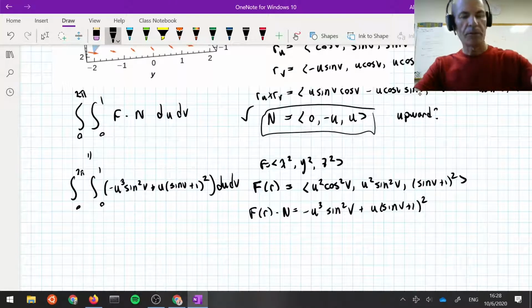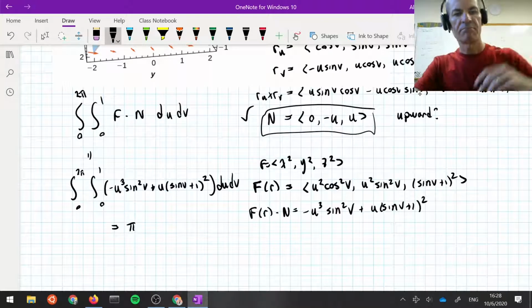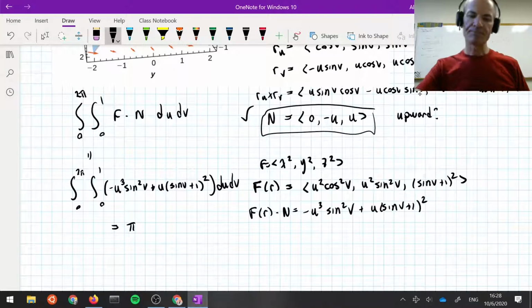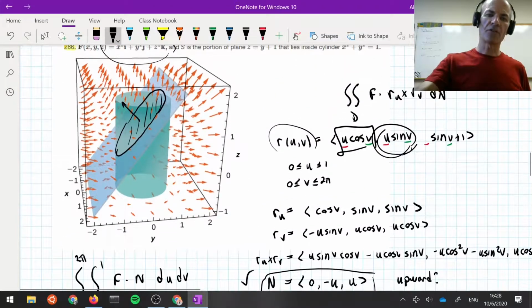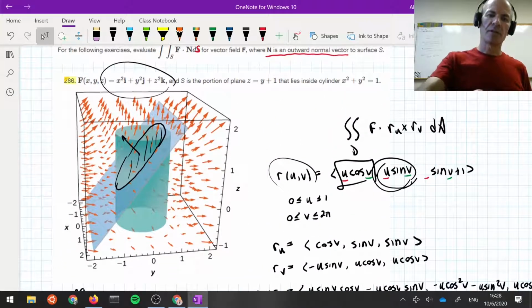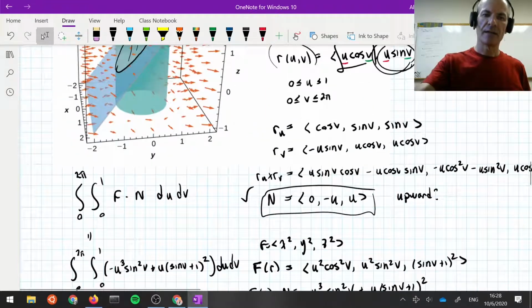And I took the liberty of plugging that into Sage, and surprisingly it comes out as pi. So after all that, the flux of this vector field across this piece of surface, in the direction of this normal vector, is pi.